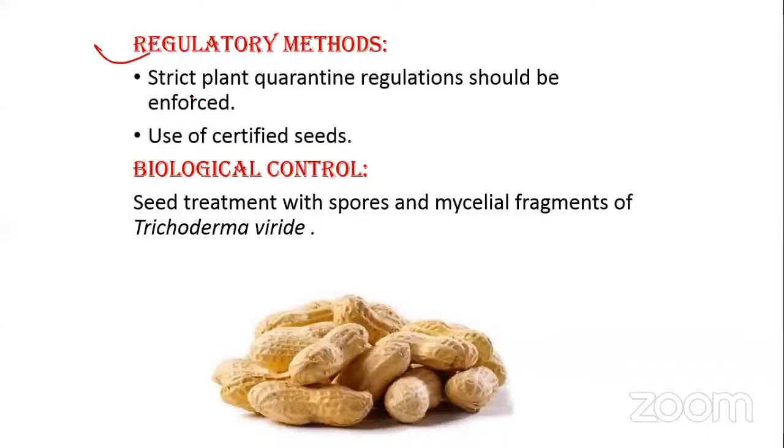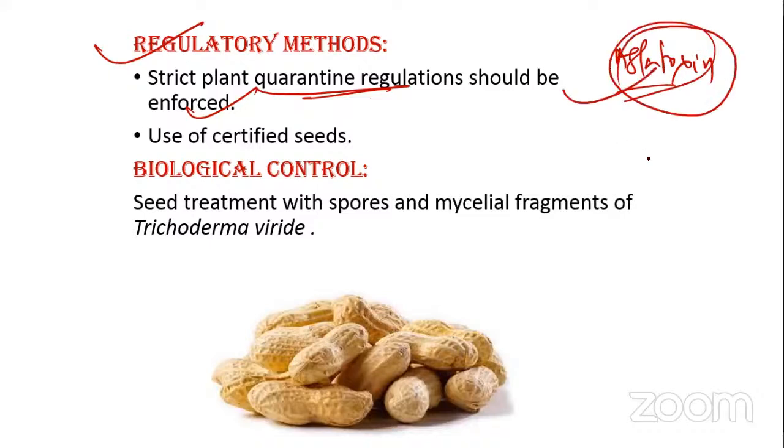Then the regulatory methods: strict plant quarantine regulation should be enforced. Because, as I told you, in groundnut there is aflatoxin, and because of its toxicity it is regulated. The same way, peanut stripe virus is also seed transmitted, so it should be regulated with a thorough quarantine procedure. Like that, use of certified seed should be there.